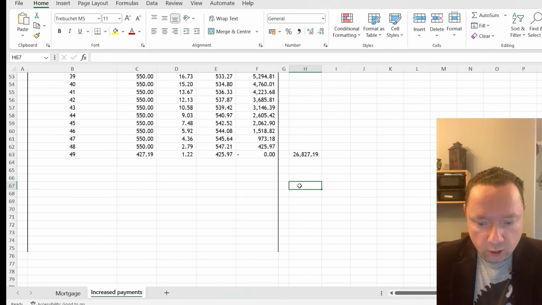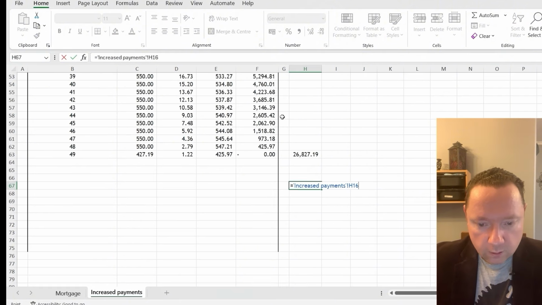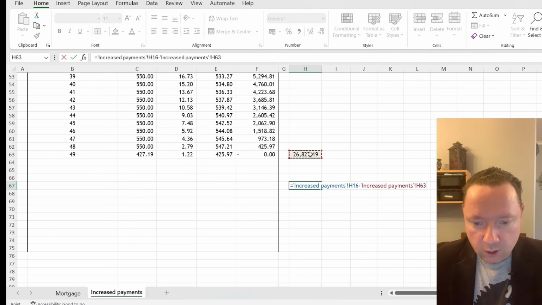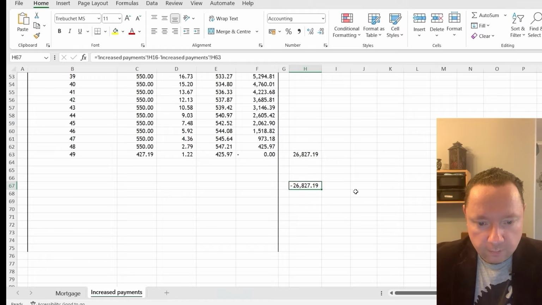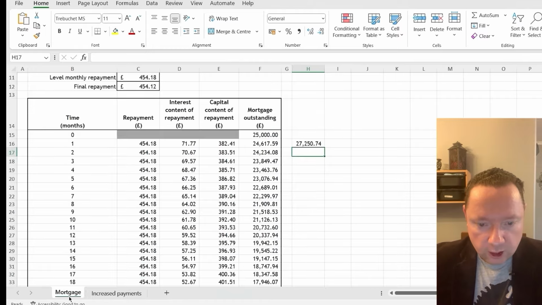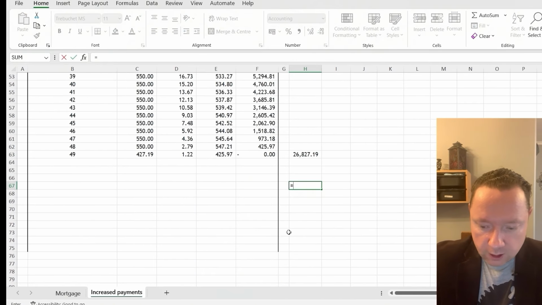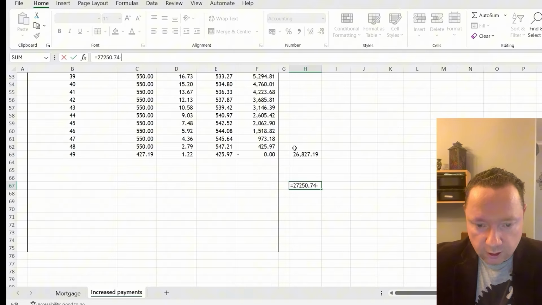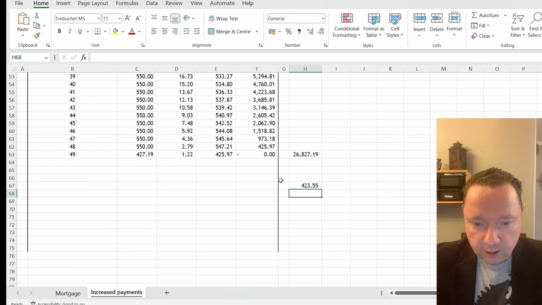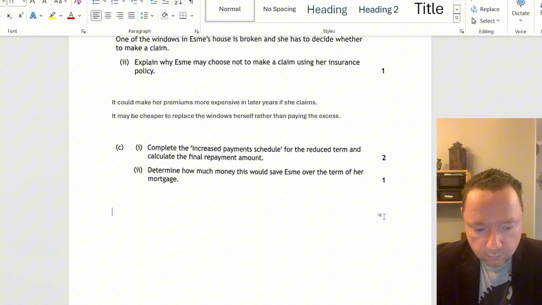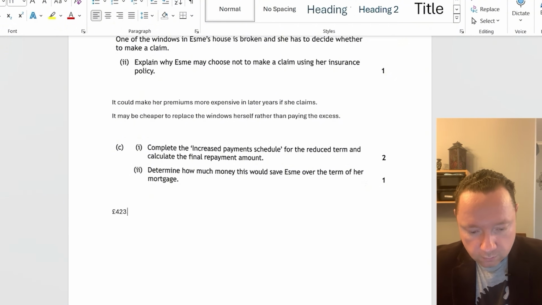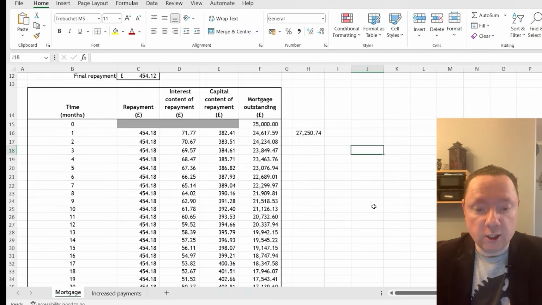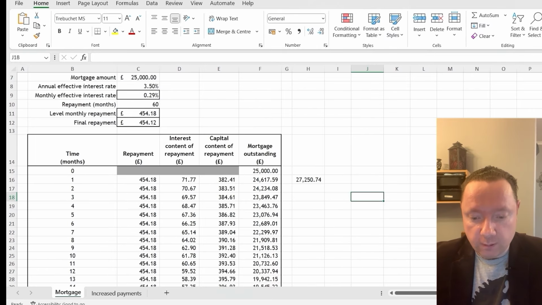So we could just do equals this box minus this box. It's not worked, has it? If it doesn't work for you, just check the number. 27250 minus, let's just click that box now. Right, we'll give it 42355. Could have also done this just by doing the difference in the interest, but there we are.